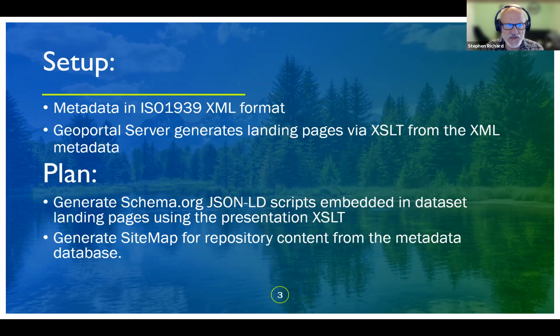We were using this GeoPortal server, which is an open source catalog system that was originally developed by Esri, but is now a separate open source project with quite a few users. And the interesting and useful thing there is that this catalog system generates the dataset landing pages using an XSL transform, using the XML metadata that's in the catalog. So the idea was to generate the schema.org JSON-LD as scripts embedded in the dataset landing pages, embedded in the HTML, using the existing XSLT workflow that was implemented in the GeoPortal server. And then on top of that, we generated a sitemap for the repository content. And we did this directly from the metadata database, just because it was easier to do that.